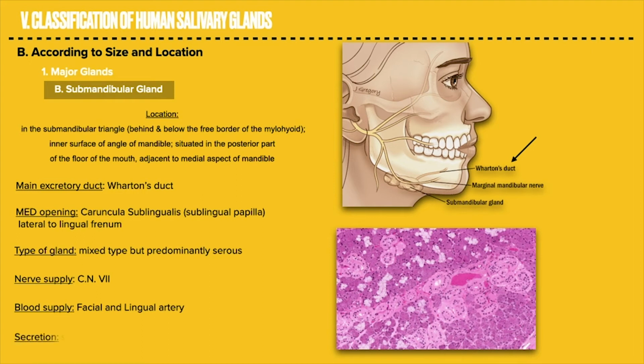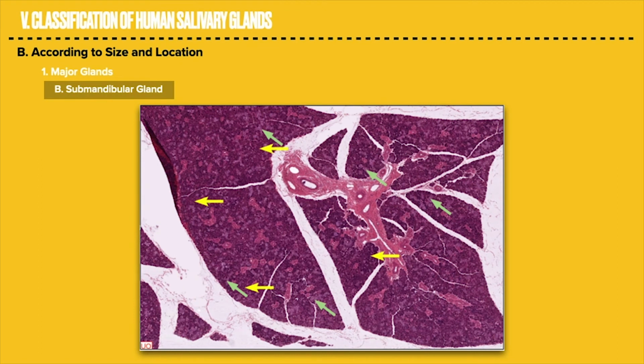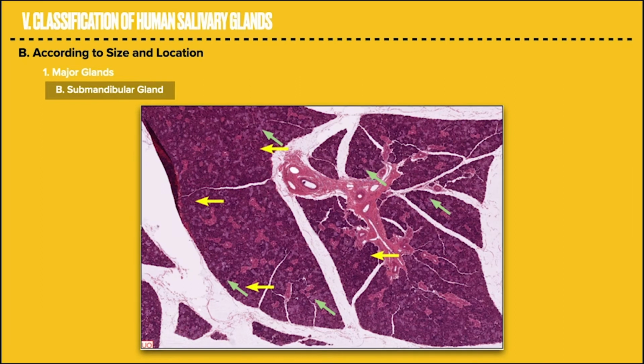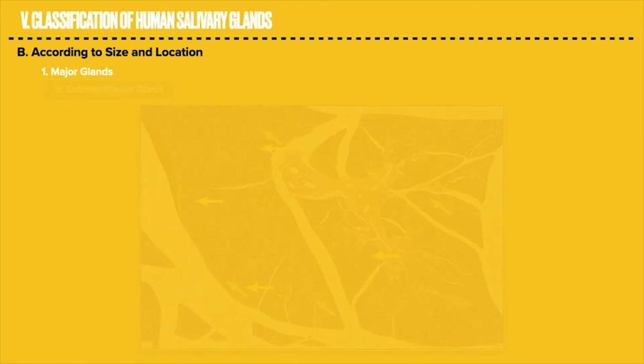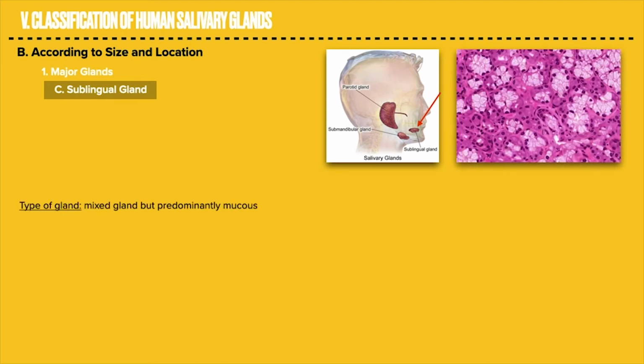This gland is innervated by the cranial nerve 7 and is supplied by the facial and lingual arteries. It also releases saliva, which contains highly glycosylated substances called mucins. These substances contribute to the different functions of saliva. This is a light micrograph of a submandibular gland. Serous secretory end pieces pointed by the yellow arrows predominate, but a few mucous tubules pointed by the green arrows are also present. Among the 3 major salivary glands, the sublingual gland is the smallest. It is also a mixed gland, but mucous secretory cells predominate. It has one main duct with various small ducts.